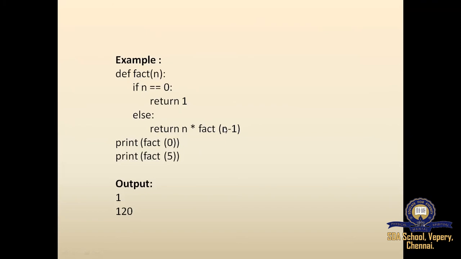What is recursive? A function which calls itself is called recursive. When does this recursive function come to an end? Definitely this recursive function should have a base condition. When the base condition is satisfied, the recursive function comes to an end. And I pass two values for this recursive function: fact of 0 and fact of 5. When I pass fact of 0, it returns 1. When I pass fact of 5, it returns 120.